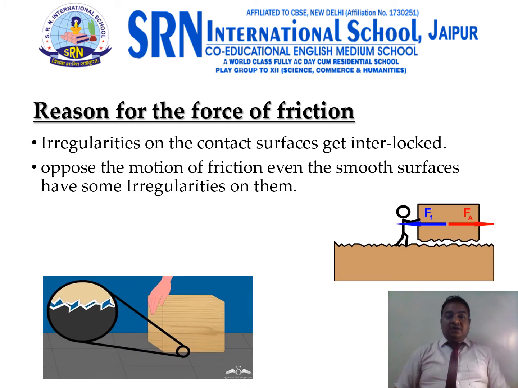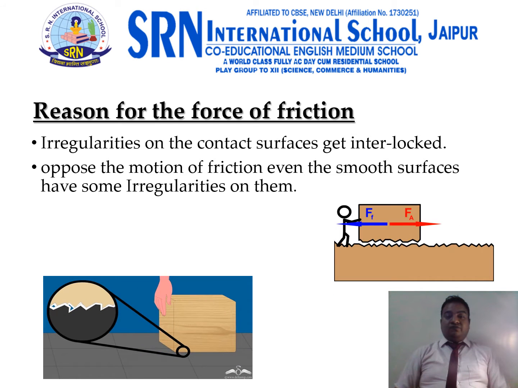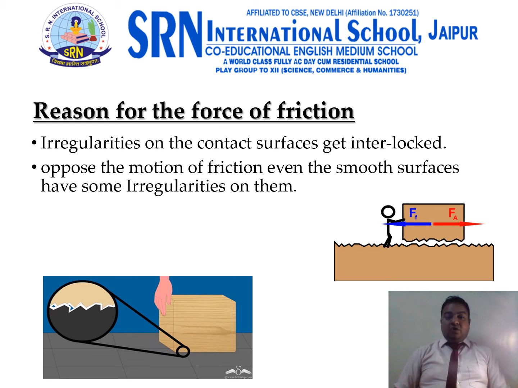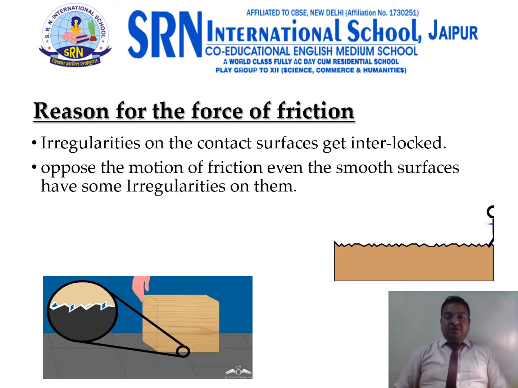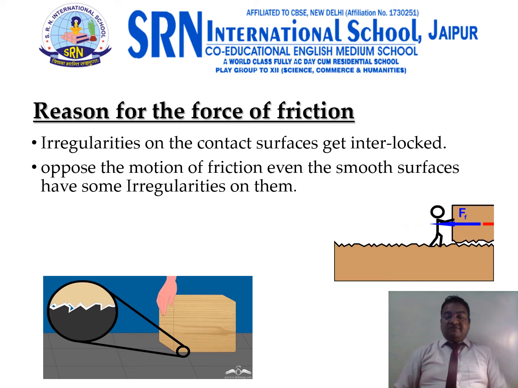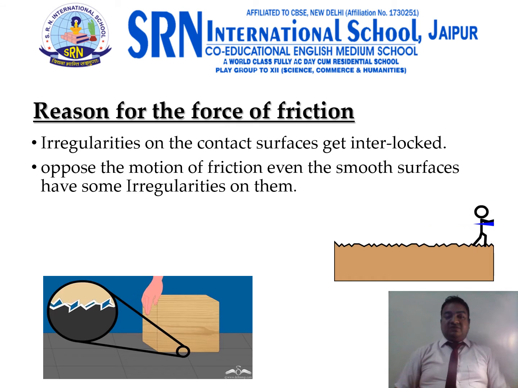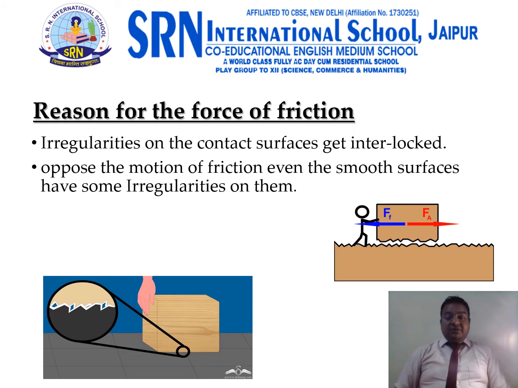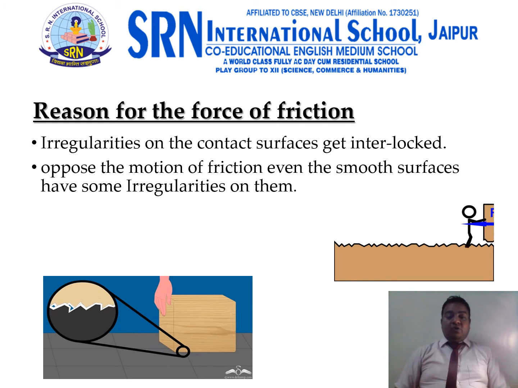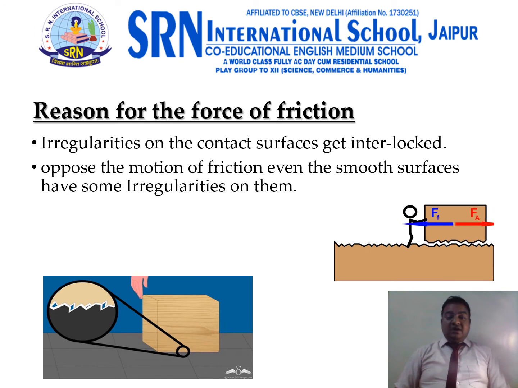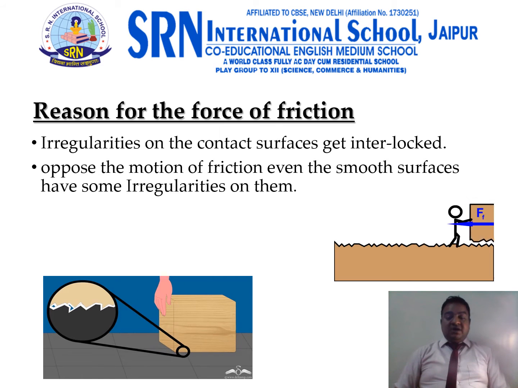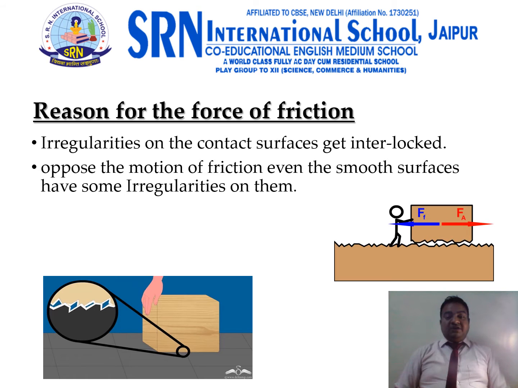Now let us study what the reasons for the force of friction are. Irregularities on the contact surfaces get interlocked and oppose the motion. Even smooth surfaces have some irregularities on them. However, the smoother the surface, the less the friction, and the deeper the irregularities, the more the friction. These irregularities cannot be viewed even by the naked eye, but definitely even the smoothest of surfaces has irregularities because of which the friction force is developed.